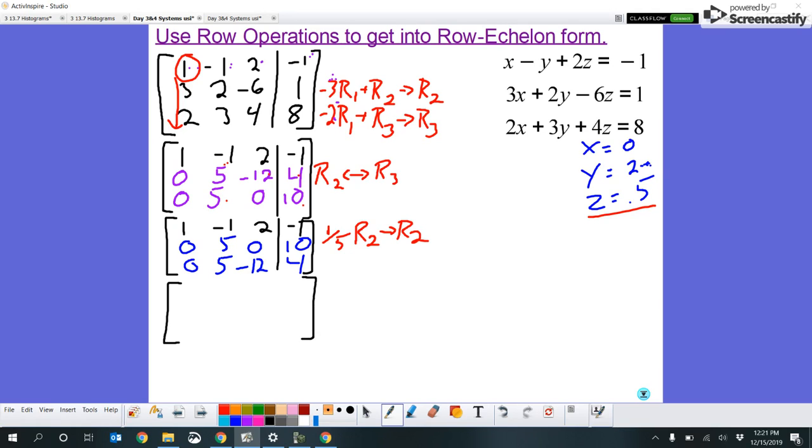All right, copy what stays the same. So 1, negative 1, 2, negative 1, 0, 5, negative 12, and 4. And our new row 2 is 1/5 times 0. That's still 0. 1/5 of 5 is 1. 1/5 of 0, that is 0. And 1/5 of 10 is 2. Isn't that a lot easier than having a 12/5 and a 4/5 in those spots? I sure think so. All right, next.